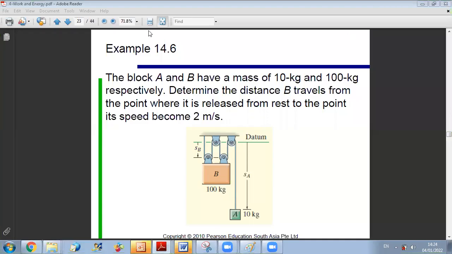Okay. So now the idea is that I will take the whole system and apply on it the principle of work and energy. We were talking about the displacement, why B will go down and A will go up. Look, to know that B will go downward, you should do a small analysis.